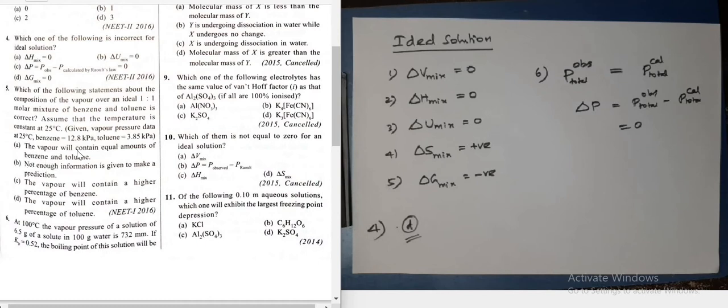Options are given. Vapor will contain equal amounts of benzene and toluene. Not enough information is given. Vapor will contain a higher percentage of benzene. Vapor will contain a higher percentage of toluene, which is correct.